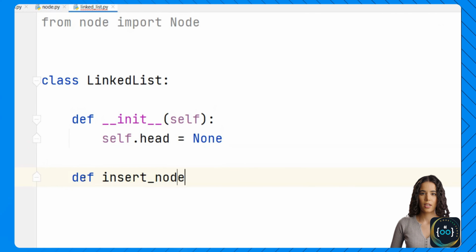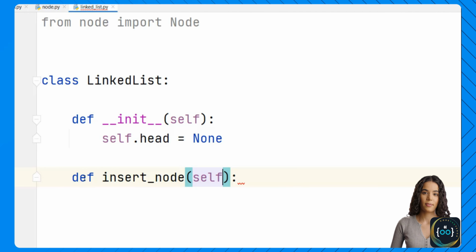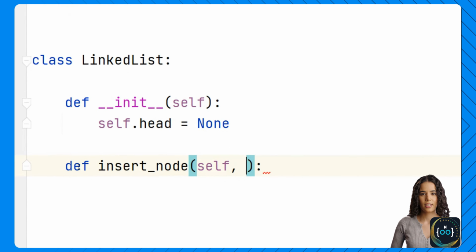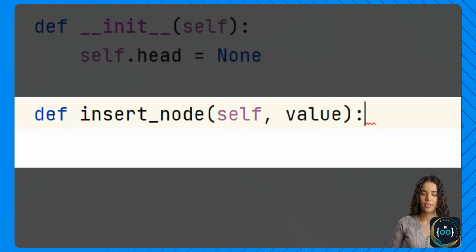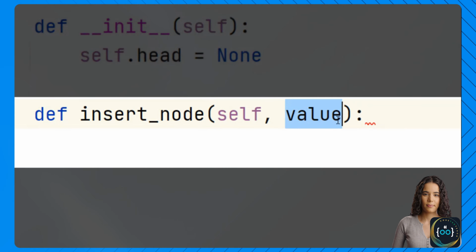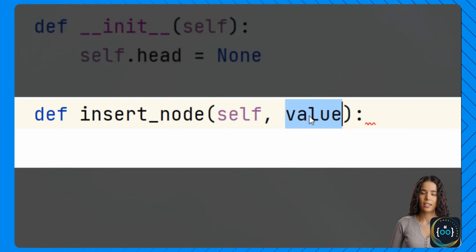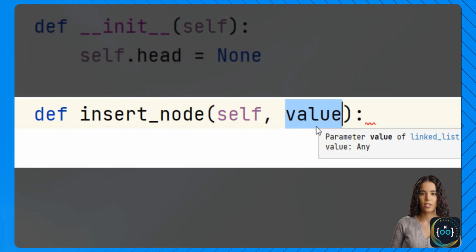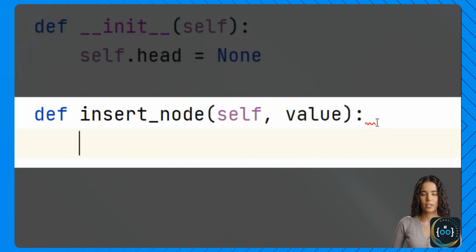The method is going to be named insert node. We take self as the first parameter, and then we have to take another parameter, which is going to be the value of the node. In this case, we are not going to ask for the node itself. We are going to ask for the value as the argument, the value that we want to store in that node, and we are going to create the node in this method. You will see how in just a moment.